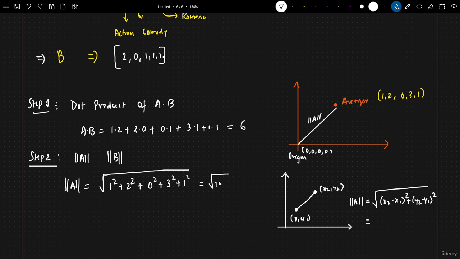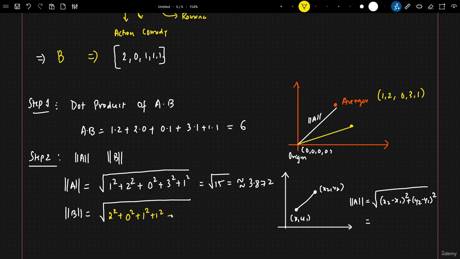If you further do this calculation, it will be approximately equal to 3.872. Similarly, to find the magnitude of B, I have 2, 0, 1, 1, 1. Let's say this is another point. To find this distance, I take all these components and do the same calculation. So here I will get 2 square plus 0 square plus 1 square plus 1 square plus 1 square. Finally I will get root of 7, which is approximately 2.646.